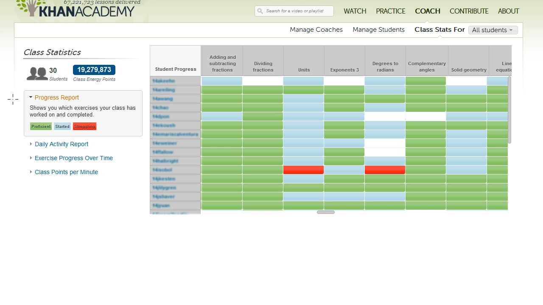This is the progress report if you go to your coaching dashboard, and it shows you all the students and all of the exercises, and which ones are proficient in green, blue what they're working on, and red the ones who are struggling. So what you would do is look at this dashboard and determine which lesson you're thinking of delivering. So in this case, you might say, well, a lot of the students need to work on units, so I will plan on delivering that lesson.